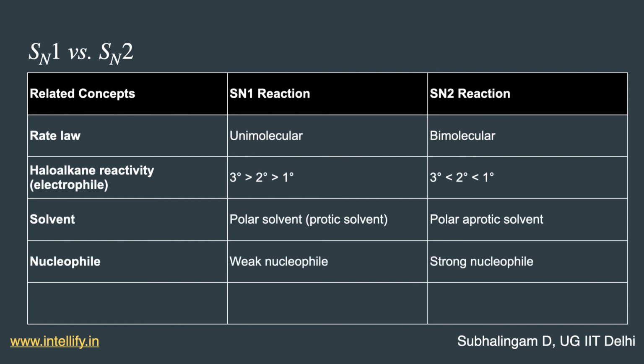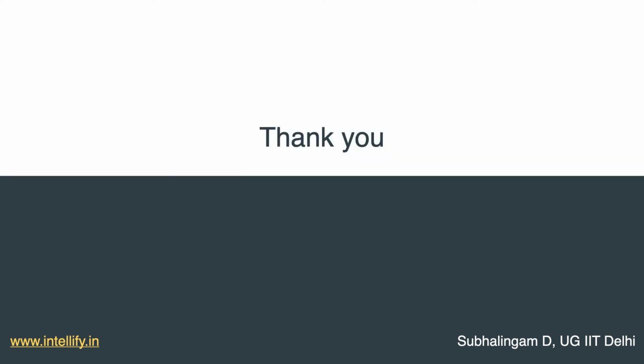Solvent. SN1 requires a polar protic solvent. However, for SN2 we expect a polar aprotic solvent. Nucleophile. A weak nucleophile is enough in SN1 and a strong nucleophile is required in SN2. Stereochemistry. This we have seen in detail in this video. SN1 is racemic mixture, SN2 is inversion. And for these two to happen, the substrate should initially be optically active. Otherwise, there is no point in discussing the stereochemistry of the products. The products itself will be inactive because there is no asymmetric carbon.